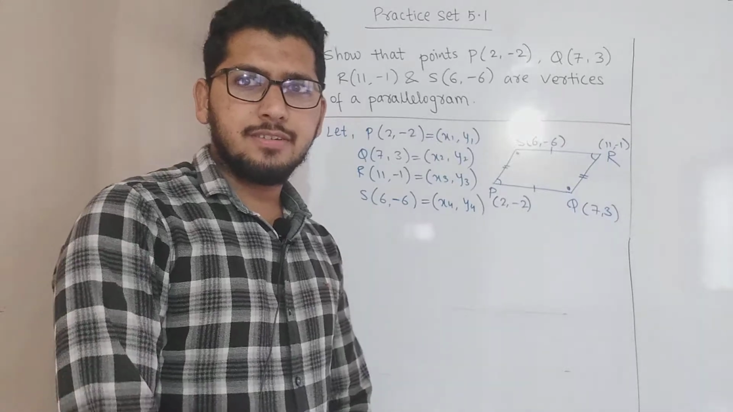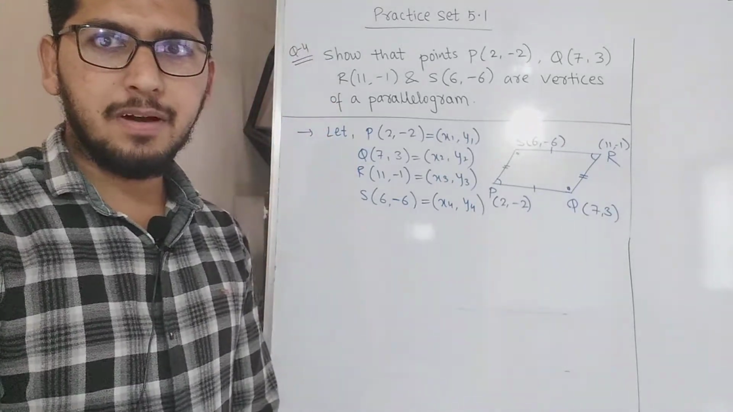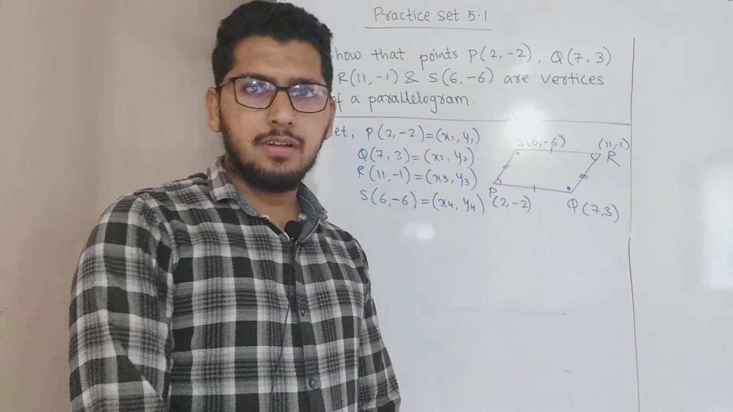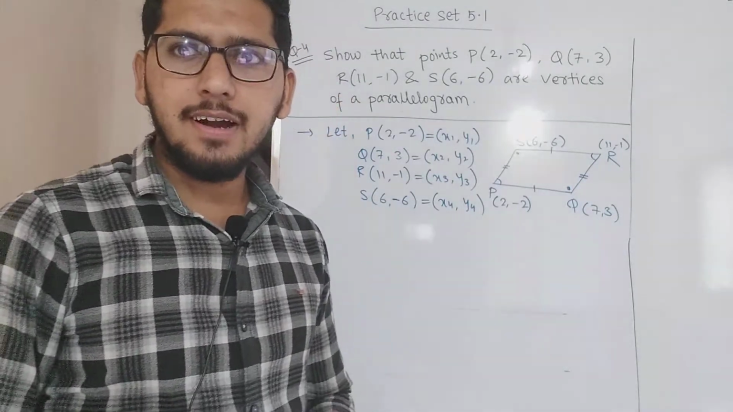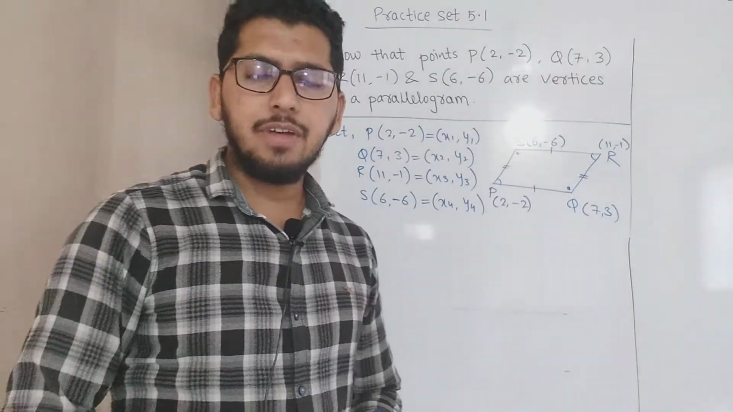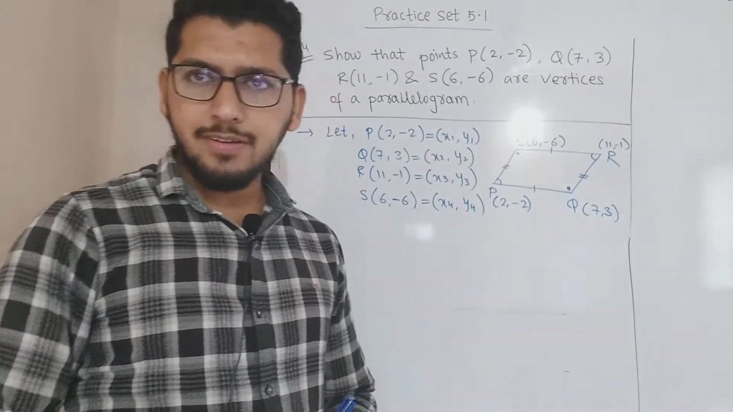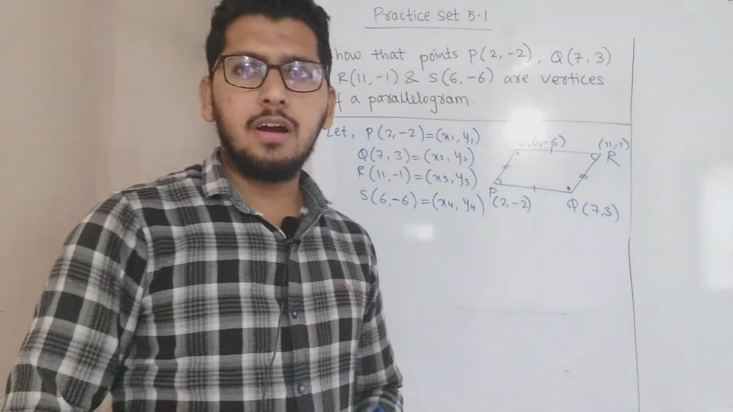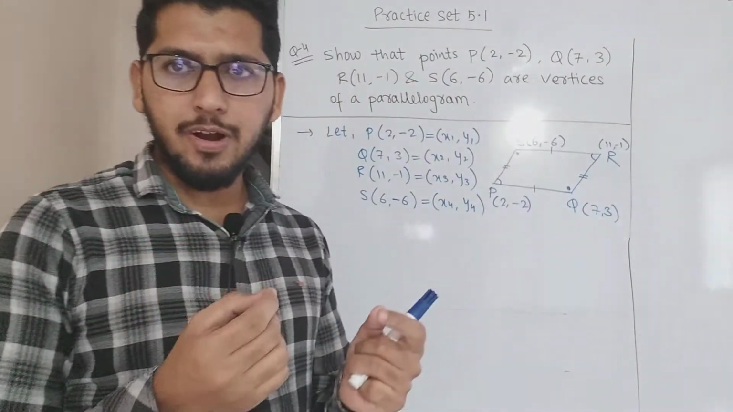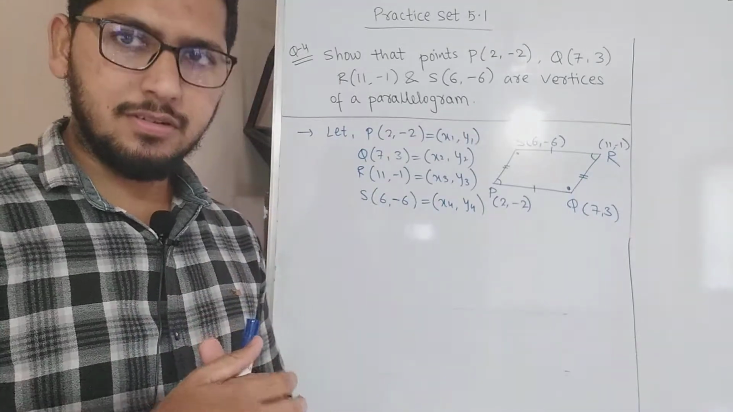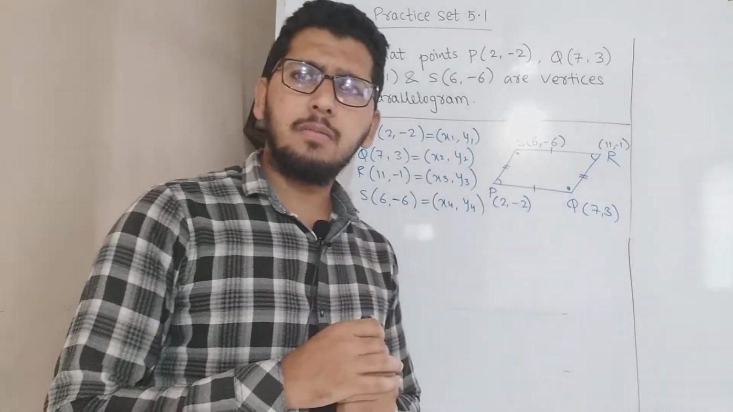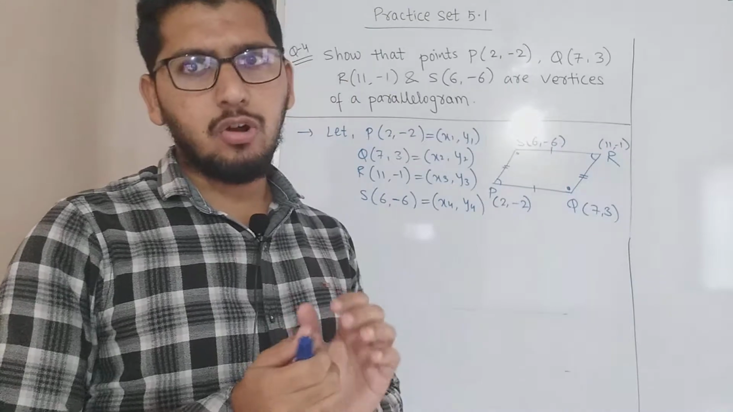Good morning students. Today we are going to start the next part from practice set 5.1. In the last lecture we already started coordinate geometry and completed two types of example. First we saw how to find the distance between 2 points, and we saw collinear points, how to check collinear and non-collinear points.